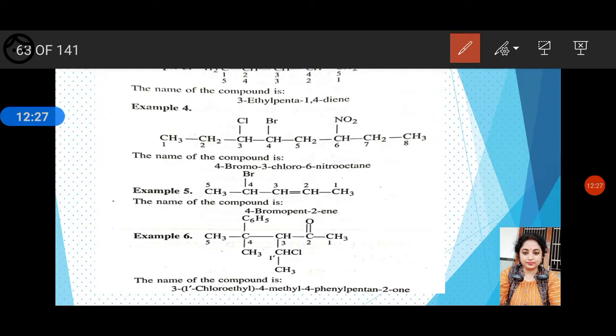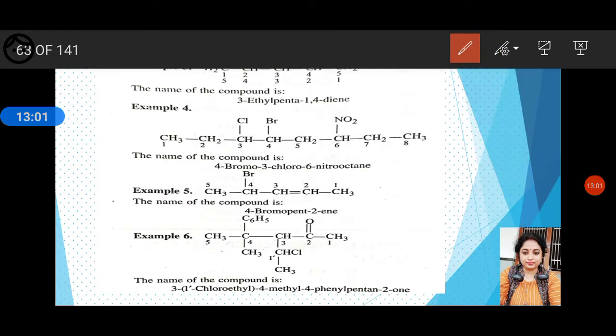Now from which side do we have to move? We have to move from that side on which our functional group gets the least number. So here you can find the functional group, the double bond. If we come from this side, it is on carbon 3, and when we are coming from the left hand side, sorry, right hand side, it is getting second number. Okay, so numbering is correct.